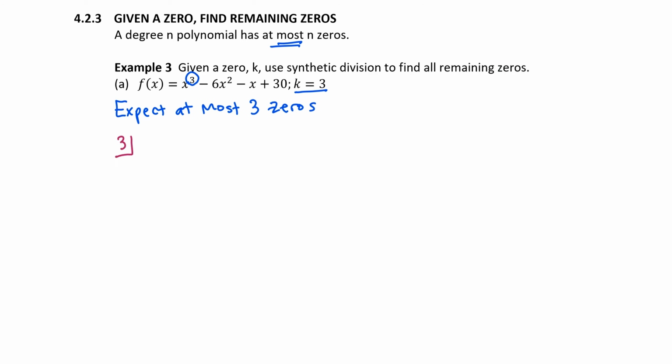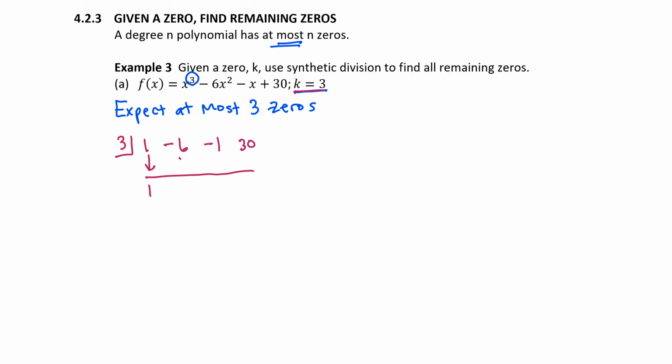So I'm going to put 3 in the box. I'm going to pick up the coefficients of our given polynomial. No power is missing, so we are good to go. And then run our synthetic division process. Now remember, we are told that k equals 3 is a 0. So what should I anticipate in that spot right there? Hopefully you said 0. Let's see if that's what we obtain.